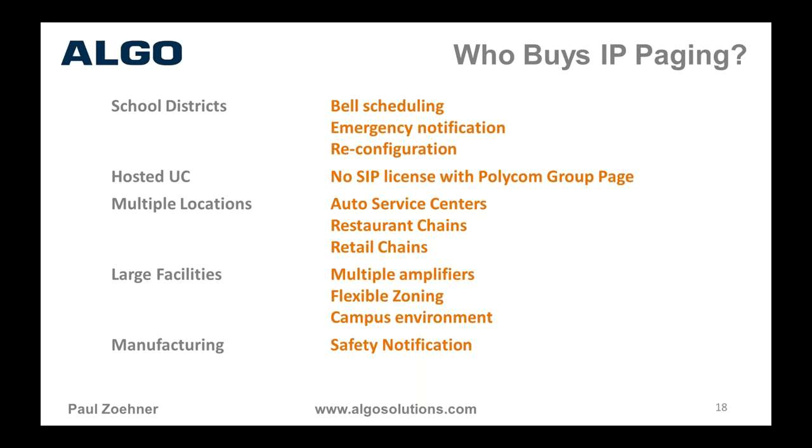Multiple locations. There's many examples of this. We have some customers with thousands of locations. Several of them are auto service related. Several of them are restaurant chains, fast service, quick service, or otherwise. Retail chains of every type and variety.